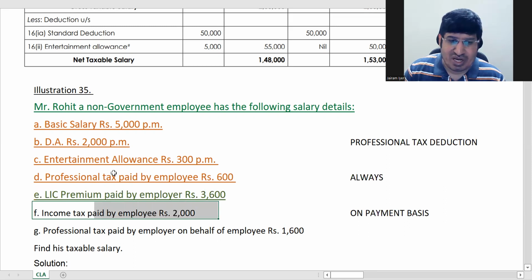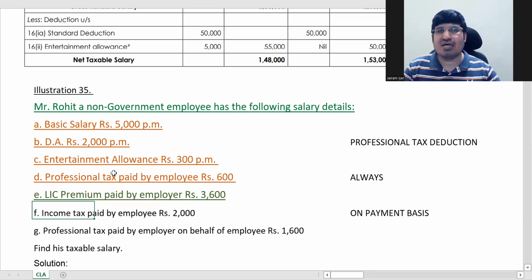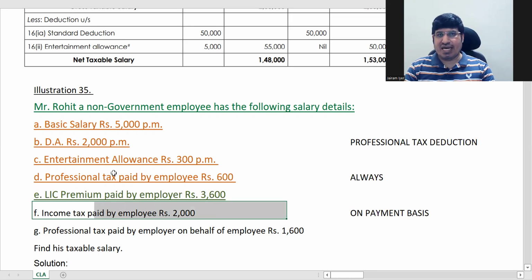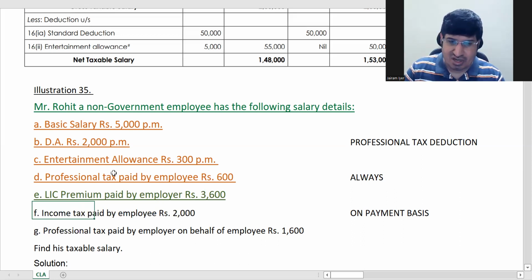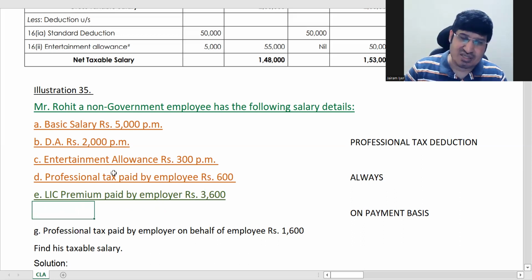Income tax paid by employee. Income tax will never form part of your taxation system. At the end, whatever income comes, based on that, you have to pay tax. Correct? So this is just to confuse you. Income tax paid by employee will not be useful at all. But if the employer has paid income tax or any tax for him, that will be a perquisite. So this we need not use. I'll just cut this off.